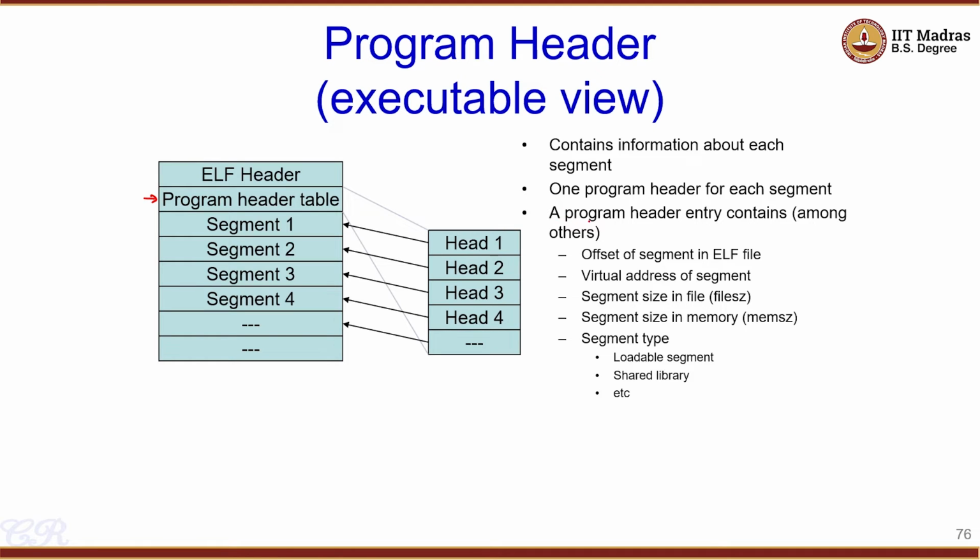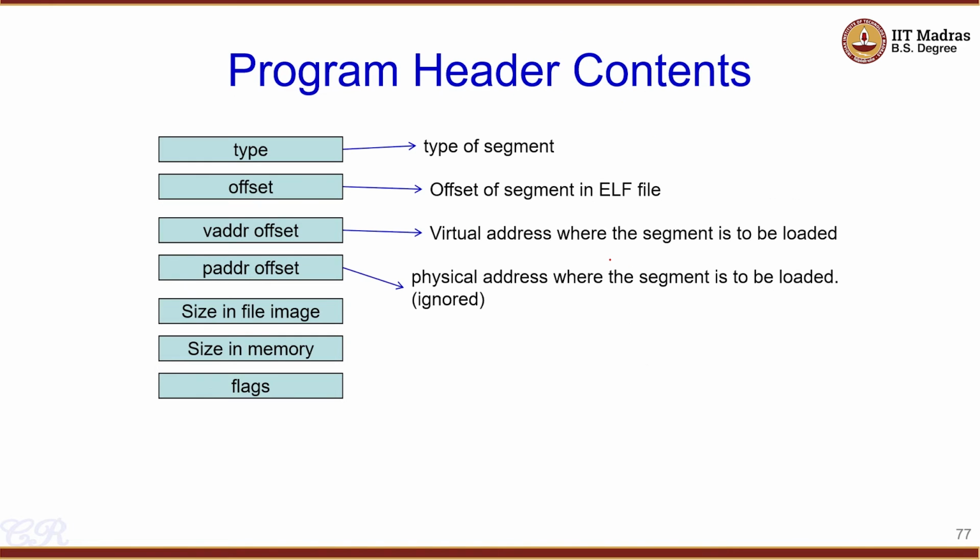The program header entry also contains various other information, just like the section header table, right? And we can actually see this in more detail, because this is what is actually useful for us from an executable perspective. The program header contains type, which is the type of segment. It has the offset of the corresponding segment within the ELF file. It has the virtual address offset, and it also has the physical address offset, right?